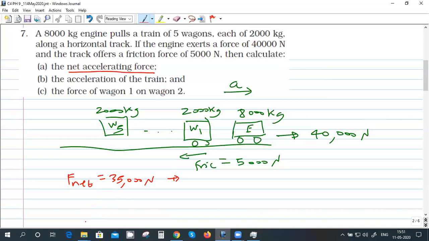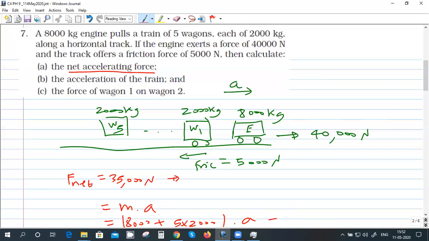And second, the acceleration of the train. Use Newton's second law. Force is equal to mass times acceleration. So 35,000 is equal to... Oh, then you have to add all the masses together. Because 35,000 is acting on the full thing, you have to take the full mass. So it will be 10,000 plus 8,000, 18,000.